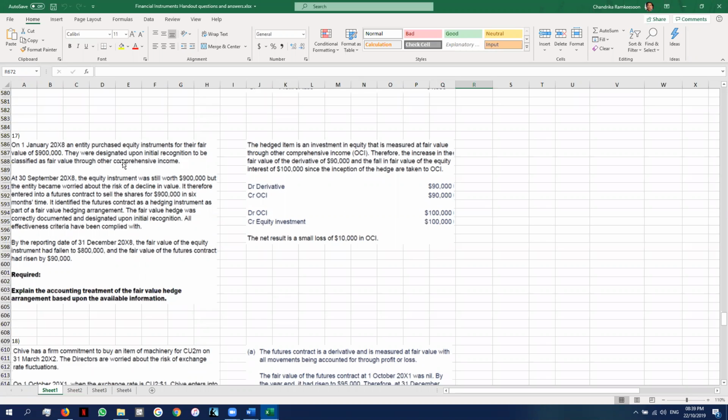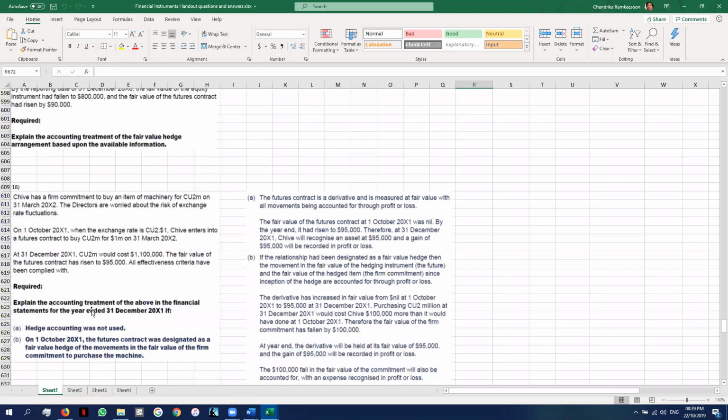Debit derivative 90, credit OCI 90. That's this 90,000 here. Debit OCI 100, credit equity 100. The net result is a small loss in OCI of 10,000.